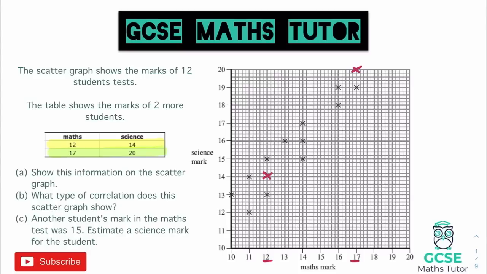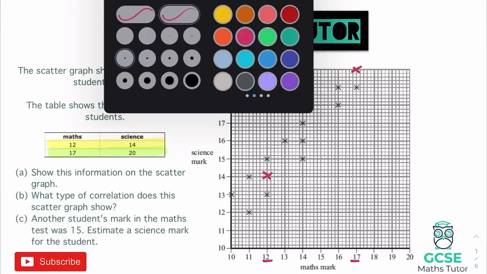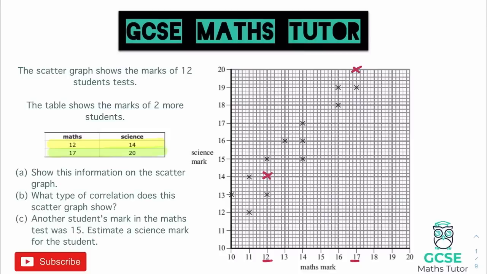There is very rarely ever going to be a scatter graph question where you don't have to draw a line of best fit, so we're going to draw that in straight away. Now I don't have a ruler here to use on the screen, so I'm going to draw my line of best fit as best as I can.